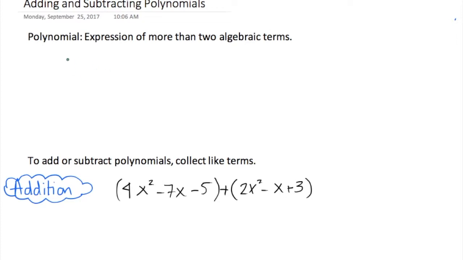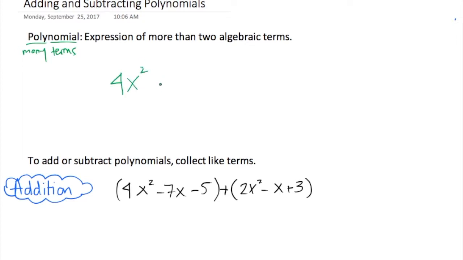What is a polynomial? A polynomial is an expression of more than two algebraic terms. The prefix poly means many, and nomial refers to terms, so many terms. Sometimes people refer to an expression containing two terms as a polynomial, but it is more specifically called a binomial. Let's look at an example of a polynomial.